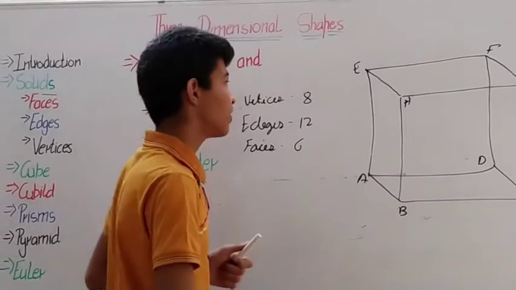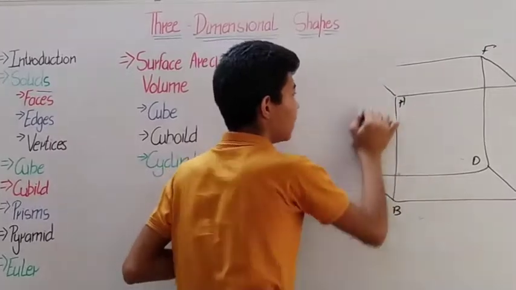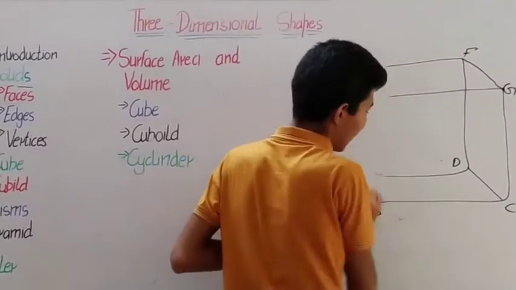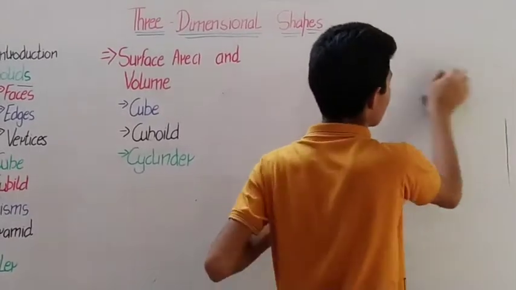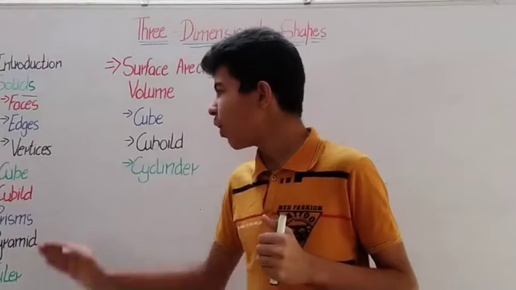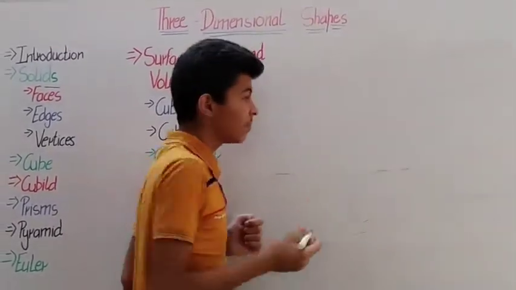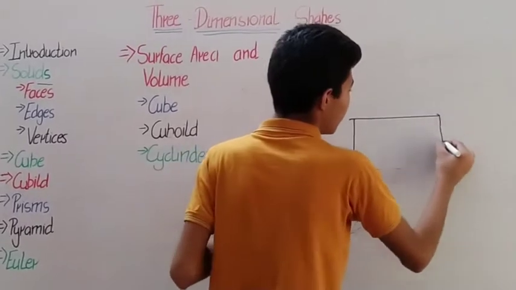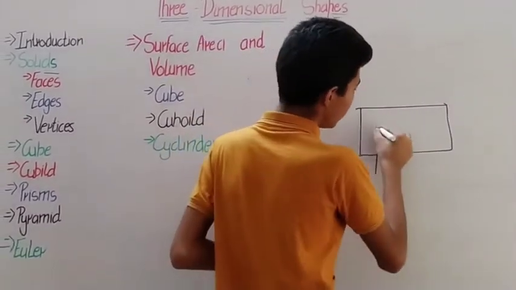In fact, instead of stacking this square, if I stack up with random length, breadth and height, what do I get? I get a cuboid. So what is a cuboid? A cuboid is a solid shape which is obtained by stacking up rectangles, which could have any height.